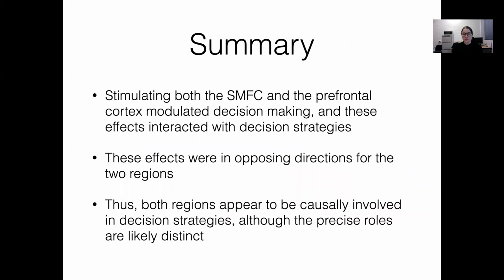So to summarise, stimulating both the superior medial frontal cortex and the left prefrontal cortex modulated decision-making, and these effects interacted with the decision strategies. They were in opposing directions for the 2 regions, and I think we can be quite confident in saying both of these regions, broadly, are affected by stimulation and appear to be causally involved in decision strategies, although the precise roles, whilst likely to be distinct, we still need to do a bit of work to pin down.